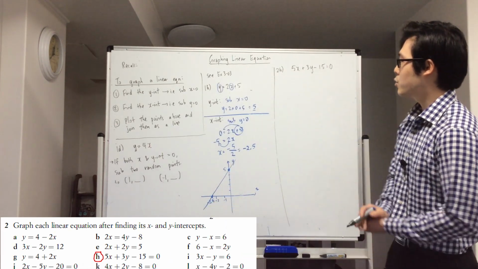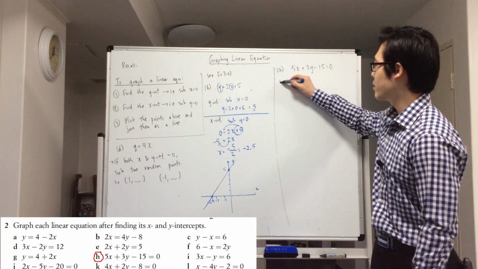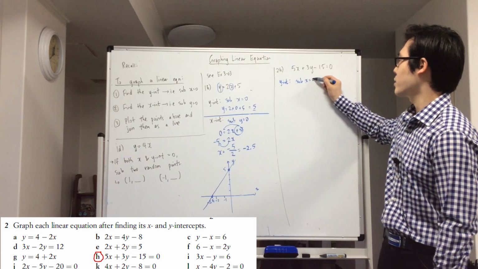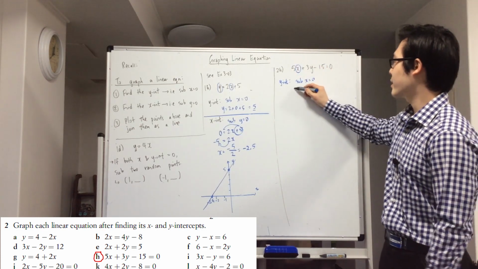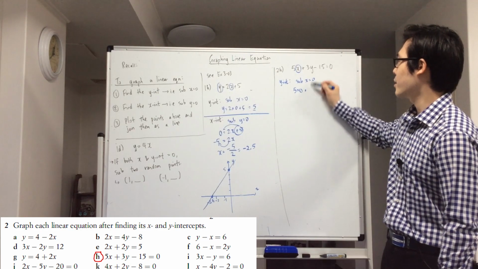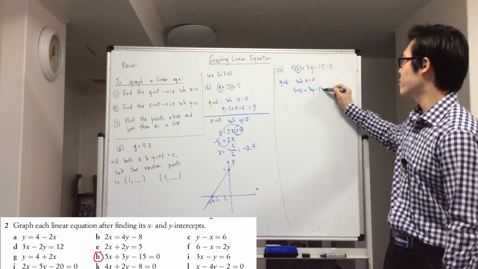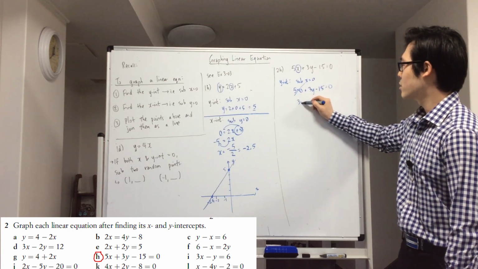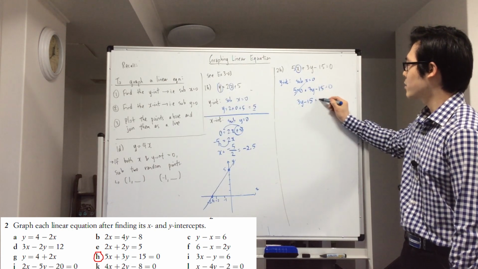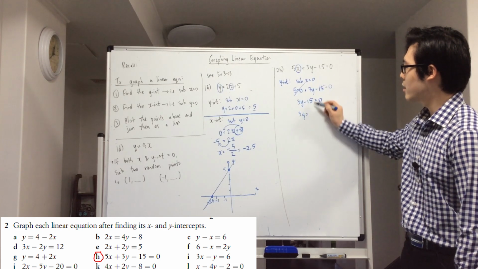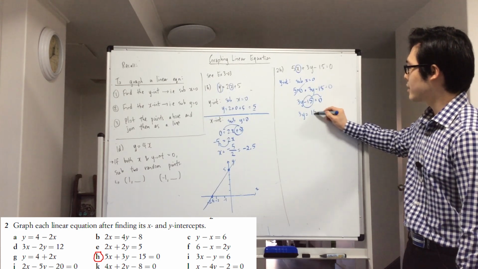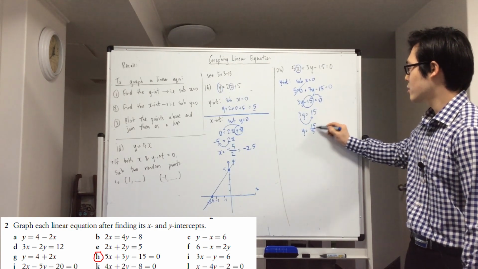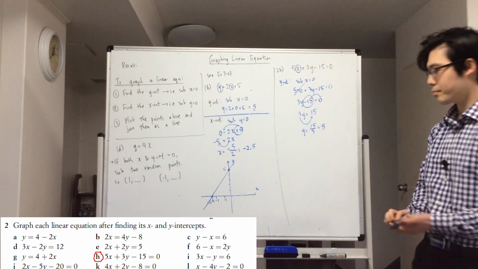Let's do the same thing for 2b. Let's find the y-intercept, which means substitute x equals 0. So replace that with 0. That means I get 5 times 0 plus 3y minus 15 equals 0. So that's just 0, so that's gone. I'm left with 3y minus 15 equals 0. Now let's solve for y. Bring that minus 15 to the other side, that's plus 15. Divide the 3 under, so that's 15 over 3. So my y-intercept is 5.